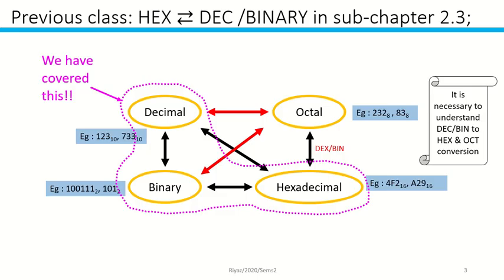In the previous class, hexadecimal and hexadecimal to decimal or binary was discussed in subchapter 2.3. So we have covered the decimal, the binary, and also the hexadecimal, and vice versa, going to decimal or going to binary. Now we are covering a new one, which is how to convert from octal to decimal, octal to binary, and lastly octal to hexadecimal also.